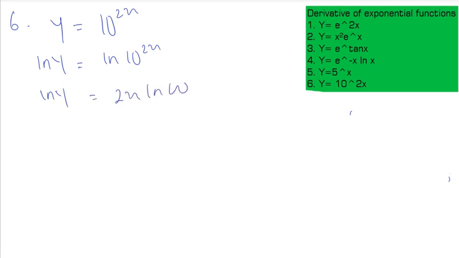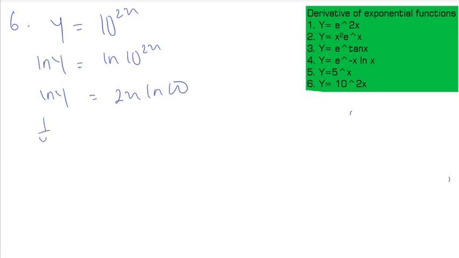So let's go for question 10 now, our last question. So we have y is equal to 10 to the power of 2x. Now for this, we just take the natural log of both sides. So we have the natural log of y is equal to 2x natural log of 10.